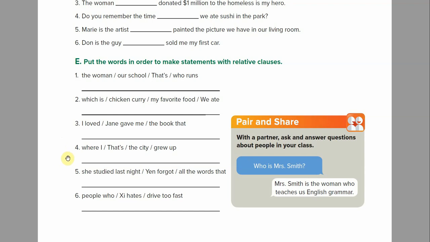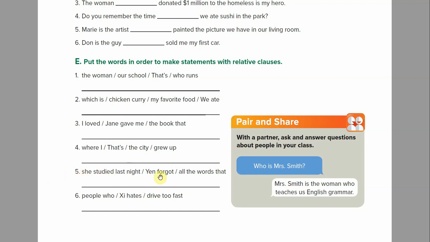Number four. Here you go, this is a little easier. It has only one, so this one will be first. So we have: where, I, that's the city, grew up. That's the city where I grew up, period. That's the city where I grew up. There you go.